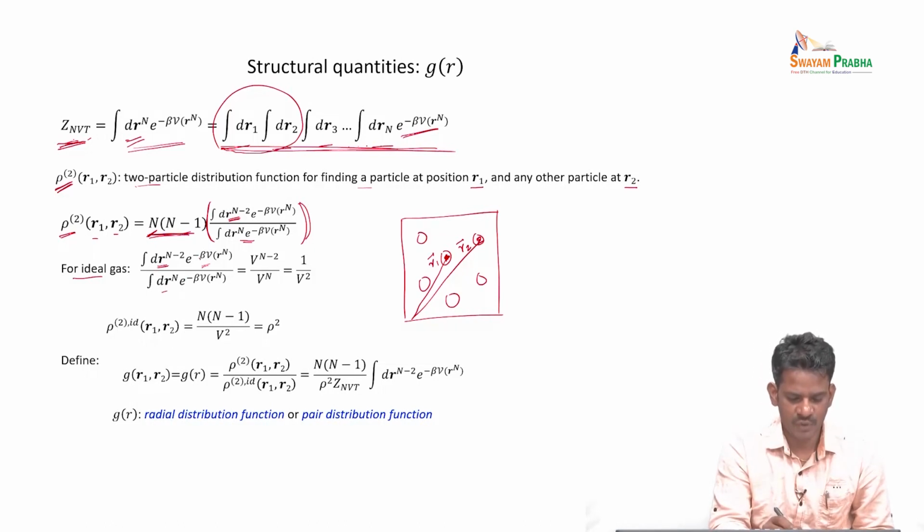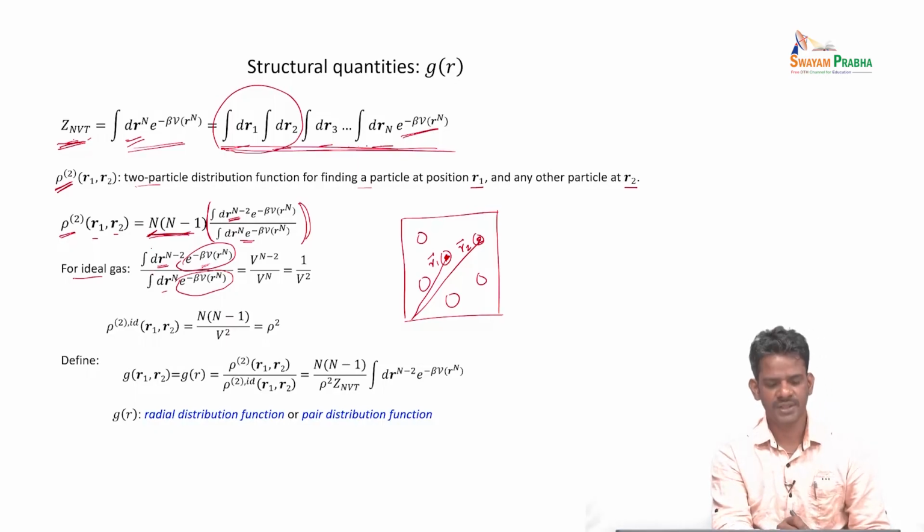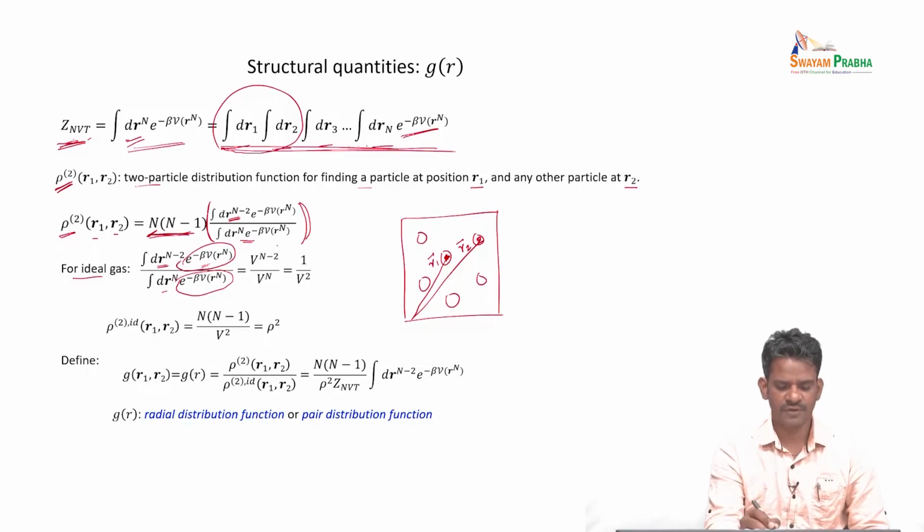So, when I look at this, this term is 1 for an ideal gas and this term is also 1 for an ideal gas. So, we are essentially integrating over n minus 2 particles in the numerator and n particles in the denominator. The integral over the phase space of n minus 2 particles will give you volume to the power n minus 2, whereas in the denominator the integral over n particle phase space will give you v to the power n. So, thereby you get 1 by v squared as the value for the ratio of this integral.